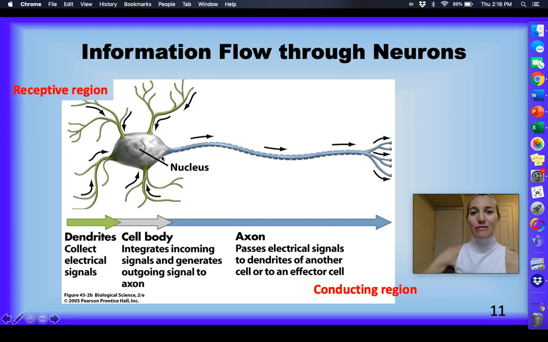assuming you reach threshold, you'll have an action potential that travels down this axon that's going to pass those signals to the dendrites of another cell, or another effector cell, right? So bear in mind that this could be muscle, it could be a gland, it could be another neuron. So those are the key examples there. And so this is going to be the conducting region.